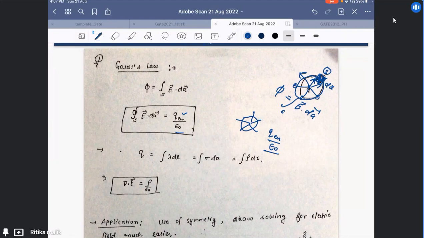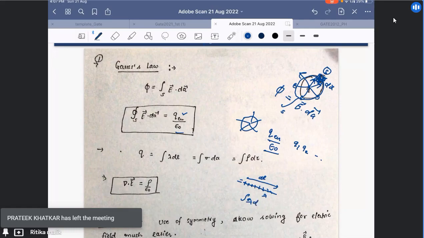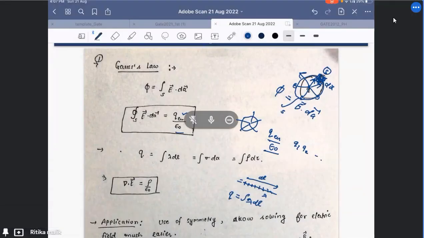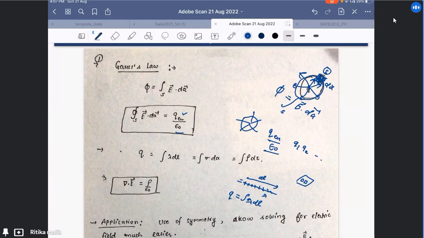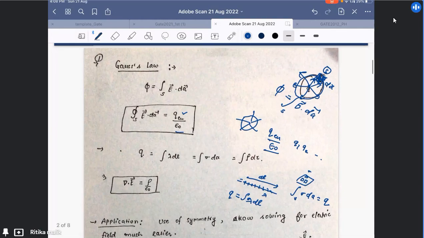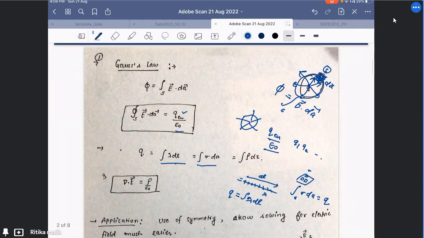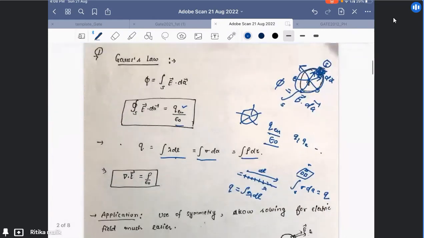The charge can be in discrete form, like Q1, Q2, Q3, or it can be in continuous form, distributed over a line with line charge density lambda. To find the total charge over this line, we integrate the dl element with the line charge density to calculate the charge q. Similarly, if the charge is distributed over a surface, we take the dA element carrying charge density sigma and integrate over the whole surface. That gives you the charge q. So it can be distributed over a line, over a surface, or within a volume. For Q enclosed, we have to take care of the region within which we are going to calculate our flux.